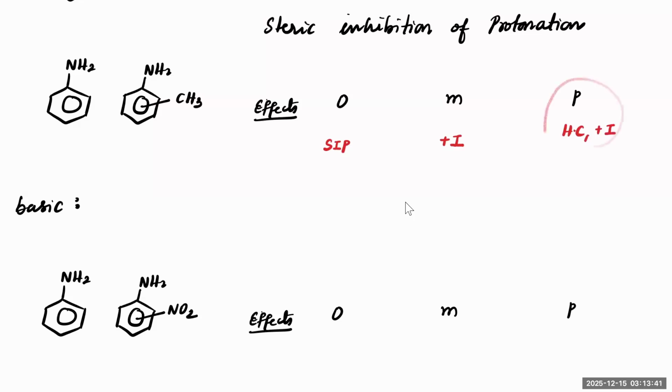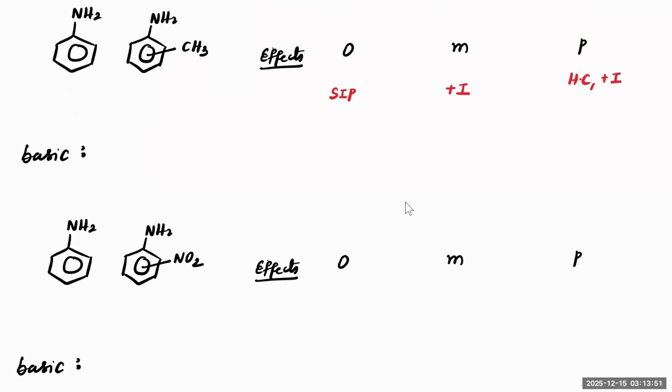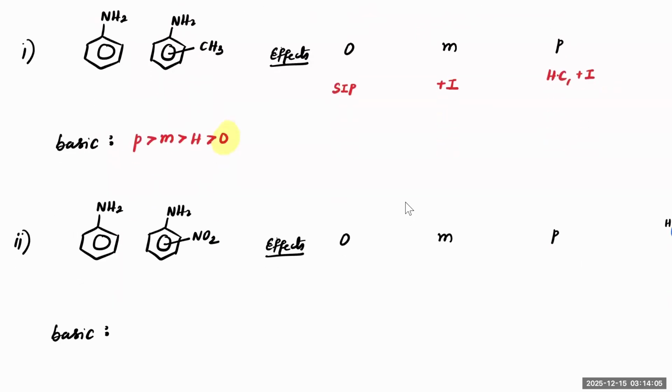So para is strongly donating compared to that of meta. But SIP will make it the weakest of the bases. Hence, if you compare the base, para is definitely greater than meta, then hydrogen, and last comes ortho. So check out, ortho will always come at the end. Clear everybody? So this will be the basic character.